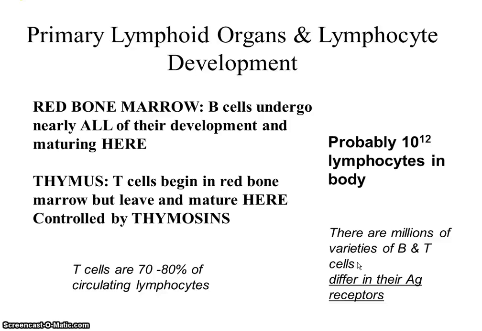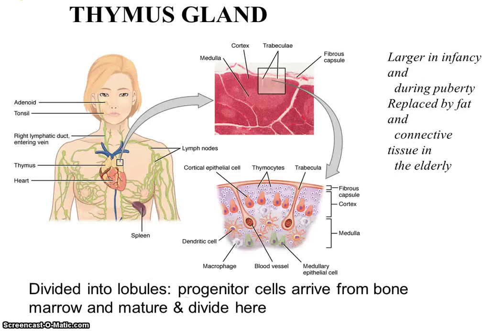What is on their surface? Their antigen receptors. So lots of variety. If you're going to have a good immune defense, you need a lot of variety.